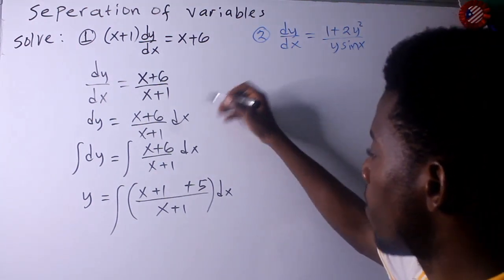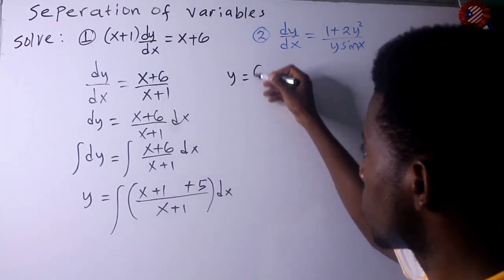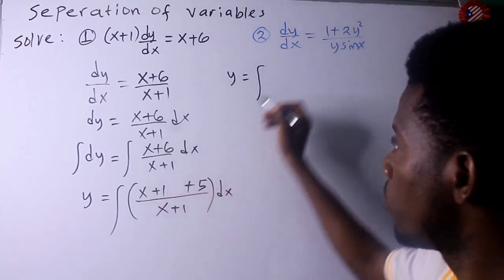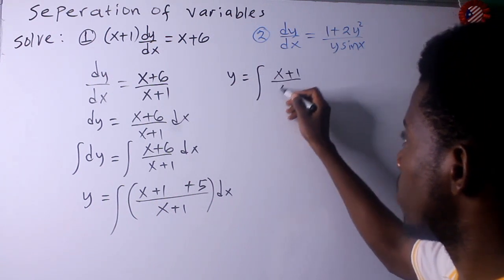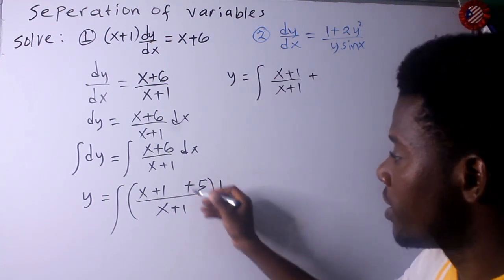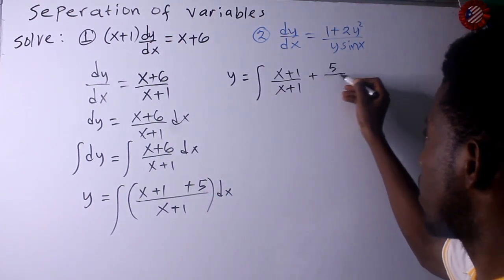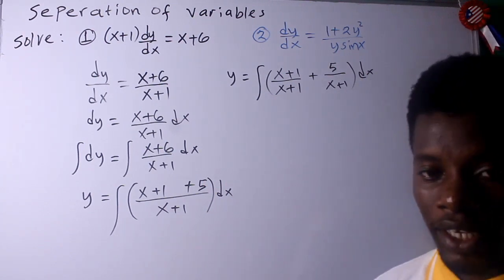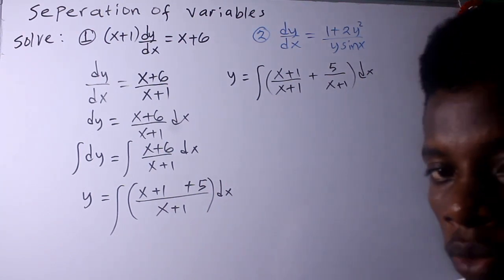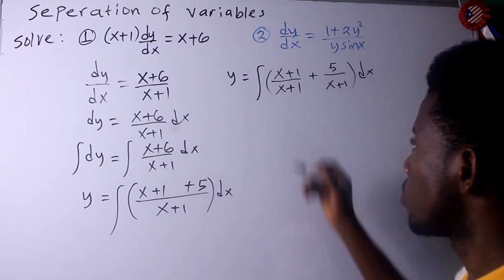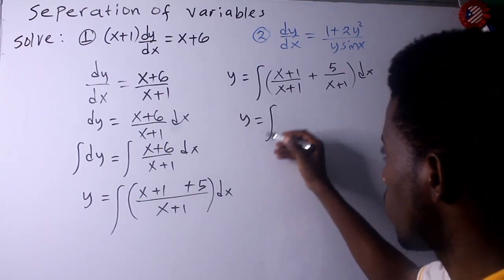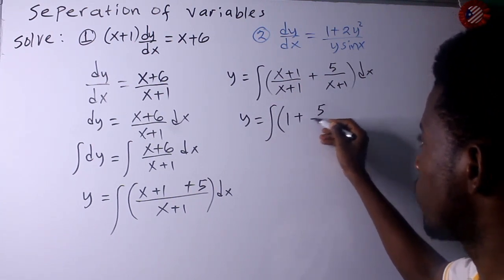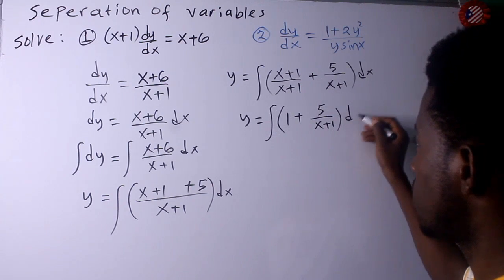So from that, I'm going to have y equals the integral of, since I have an x plus 1 right here, (x plus 1) all divided by (x plus 1) plus, and I take this constant, 5 divided by (x plus 1) dx. All I did there was to give each numerator its own denominator. So once you do that, you have y equals the integral of (x plus 1) divided by (x plus 1), which is just 1, plus 5 over (x plus 1), and you have a dx.